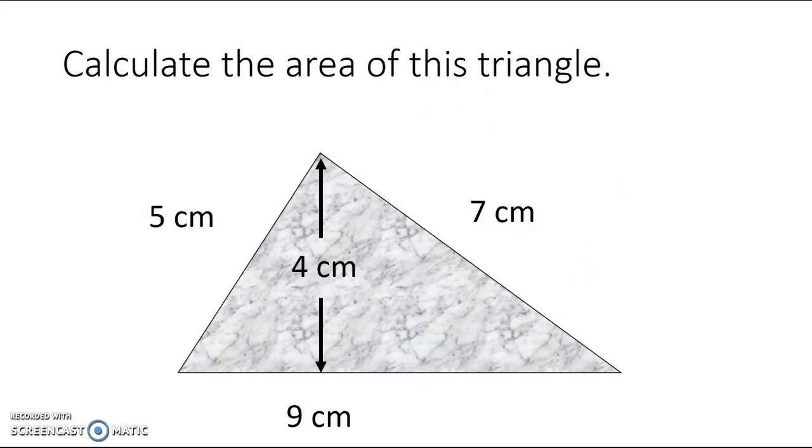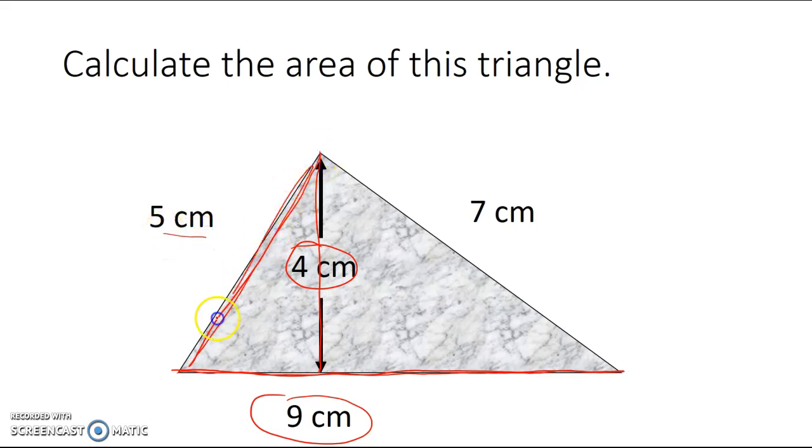For a triangle, again, like with the parallelogram and rhombus, the base is what it's sitting on. So it is sitting on this 9-centimeter space here. The height is how tall it stands off the ground. So I'm going to use 4 centimeters as the height, 9 centimeters as the base. This 5 centimeters is referring to the length of this side, and 7 centimeters is referring to the length of that side. Those are not considered when I'm talking about area. Only the base and how tall it stands off the ground.